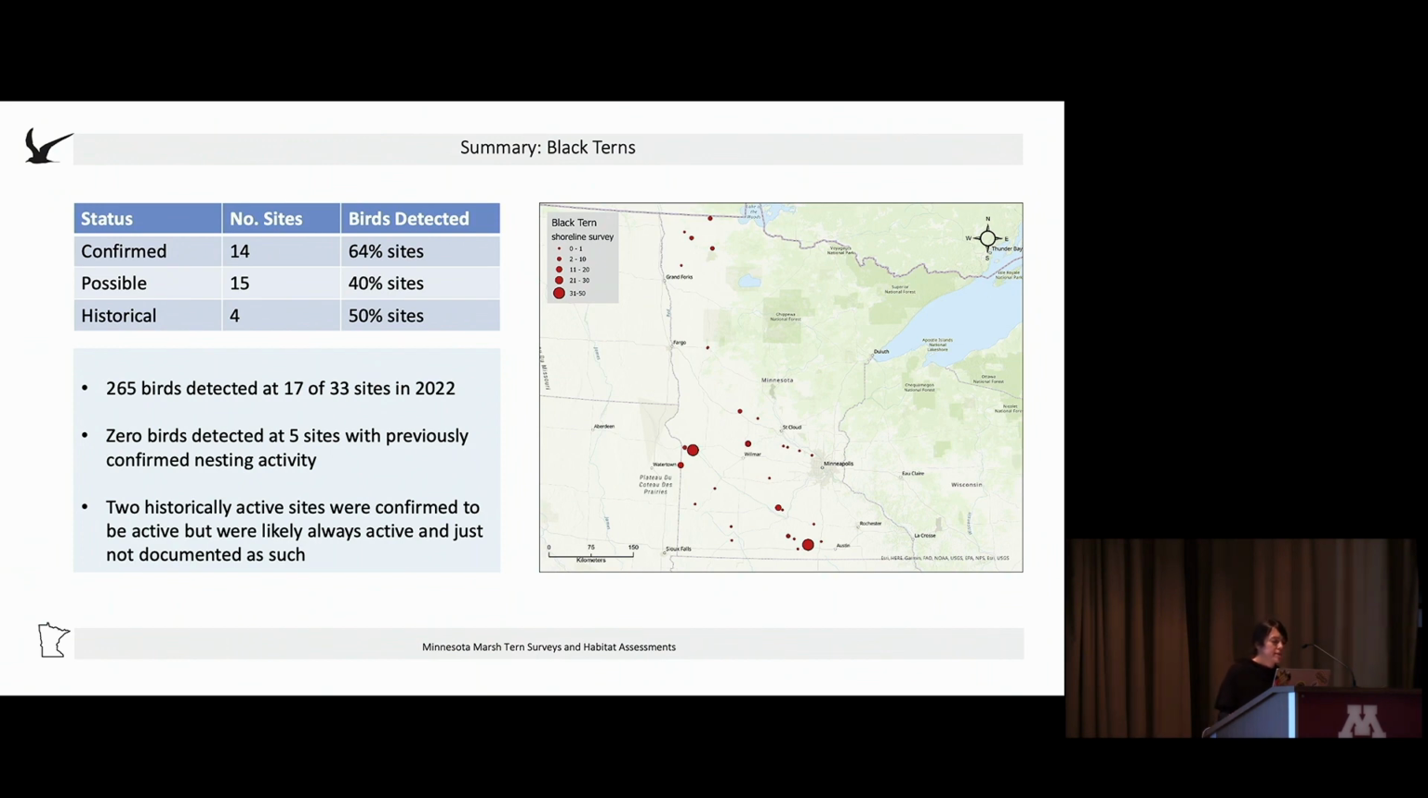So we detected 265 black terns at 17 of the 33 sites. There were no birds detected at 5 sites that had previously had confirmed nesting activity, and 2 historically active sites where we did confirm breeding. But of course, when they got there, they determined the birds had always been breeding there, likely, and just nobody had been there to say so.